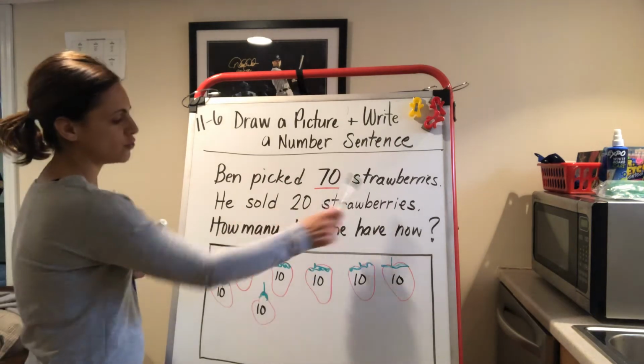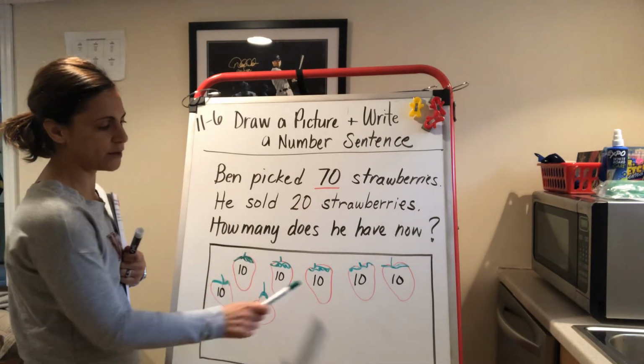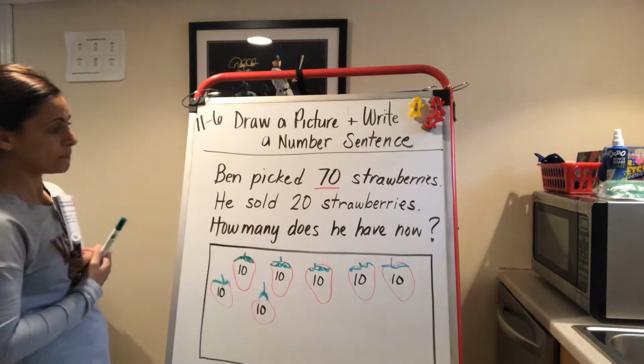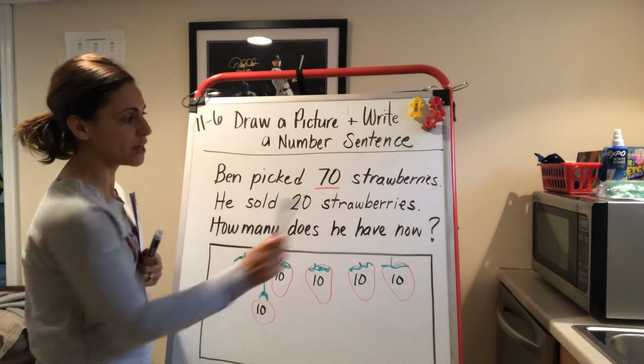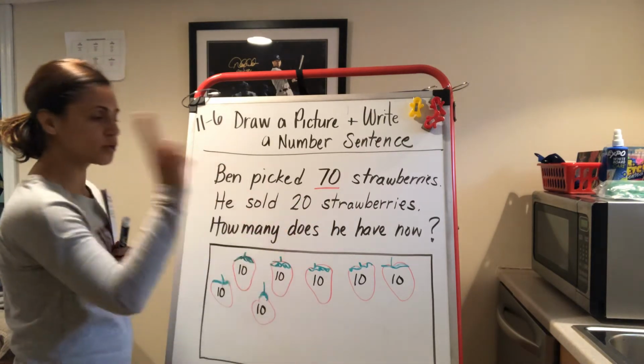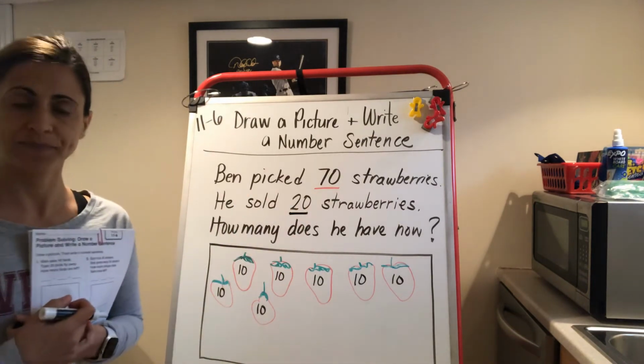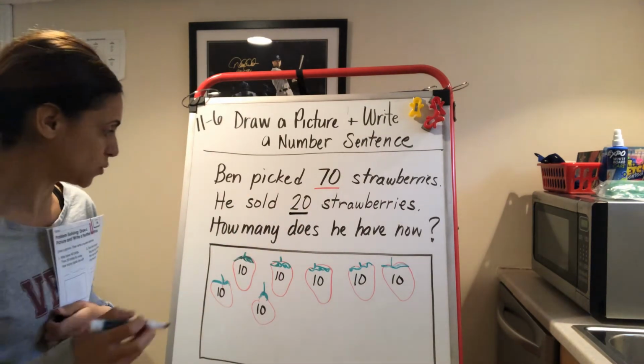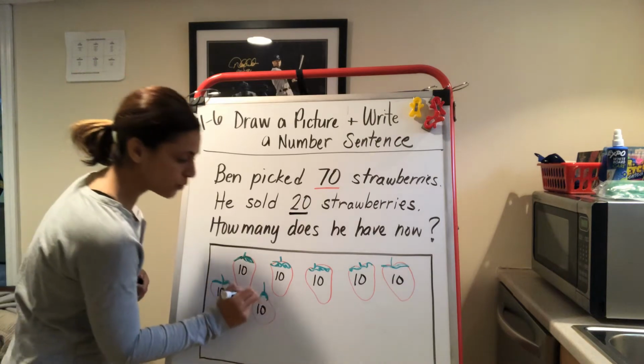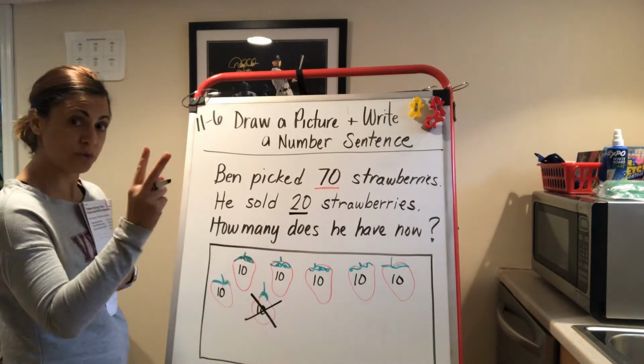Okay, so here, let's look again. Ben picked 70 strawberries. Here they are, 10, 20, 30, 40, 50, 60, 70. He sold 20 strawberries. So he sold 20. That means how many groups of 10 are in 20? There are 2 groups of 10 in 20. So I'm going to cross off 2 groups of 10.